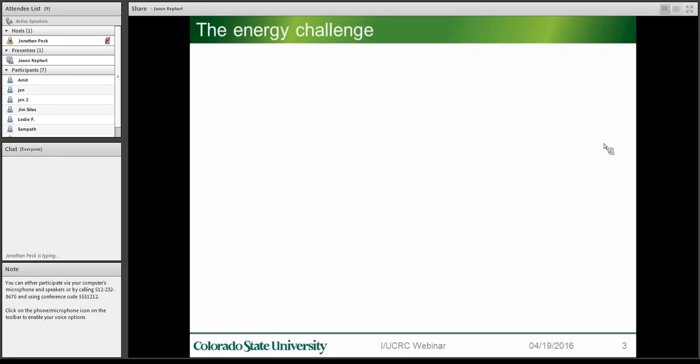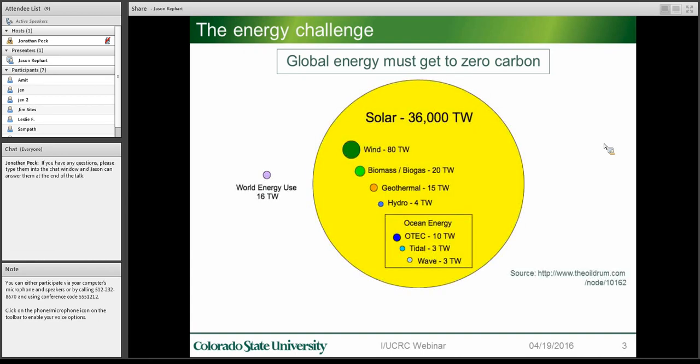So we all know the energy challenge, which is that we need to get global energy to zero carbon as quickly as possible. When you look at renewable sources of energy, there's one resource that stands out, and there's no doubt that solar power is sufficient to meet all the energy needs of the world well into the future. Other resources like wind or biomass may come close, but it would be difficult to develop them to the level that they could provide all of our energy. So solar is really the only number that's big enough.